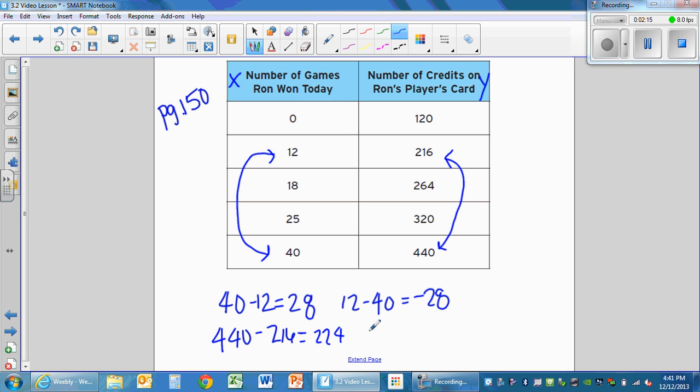I can take the smaller number minus the bigger number, and I just get a negative 224. So again, it doesn't matter which order, it's all up to your personal preference.